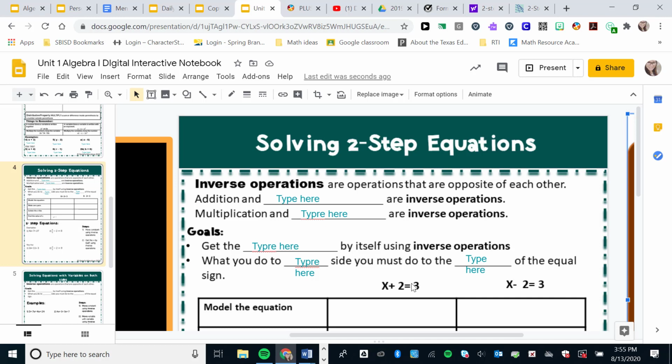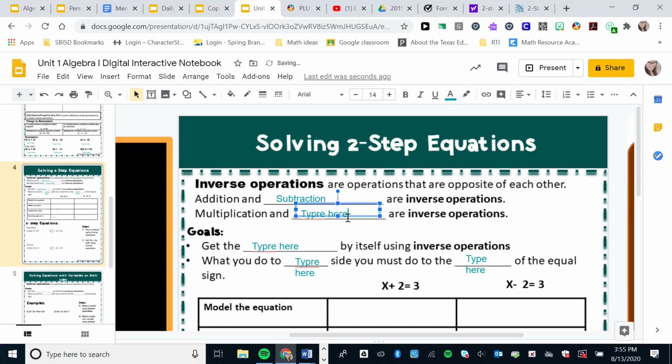So before we do that though, let's review what inverse operation means. Inverse operations are operations that are opposite of each other. So inverse means opposite, and operation is operation. The different operations that we have are addition, subtraction, multiplication, and division. And you'll find some other ones as you get higher in math. But right now we're just going to focus on these four. So the inverse operation of addition is going to be subtraction. They are opposite of each other.